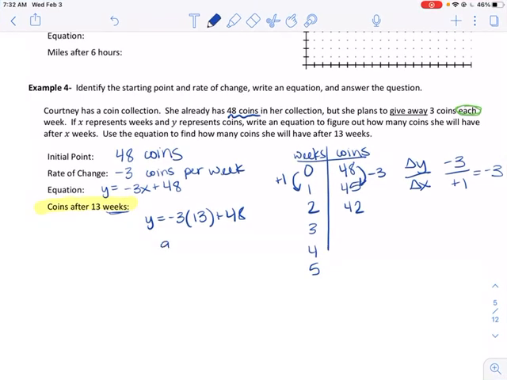So 9, be sure to interpret it in the context of your situation. So y equals 9, but what was y? y was coins. So she has 9 coins after 13 weeks.